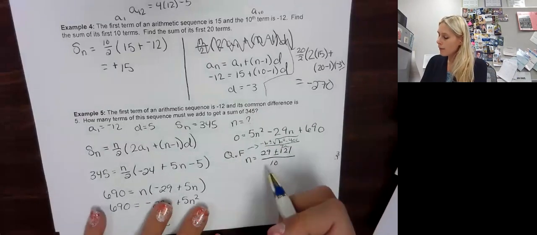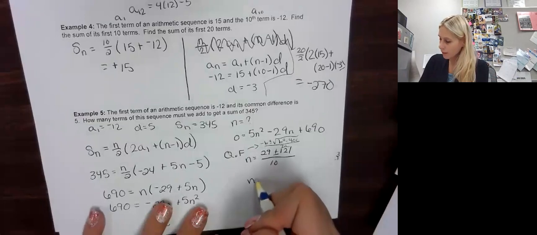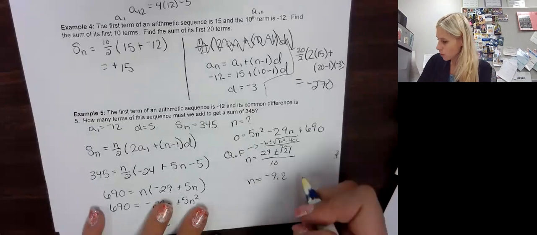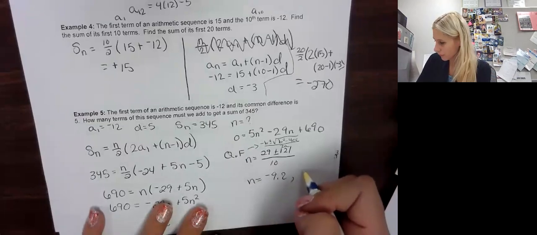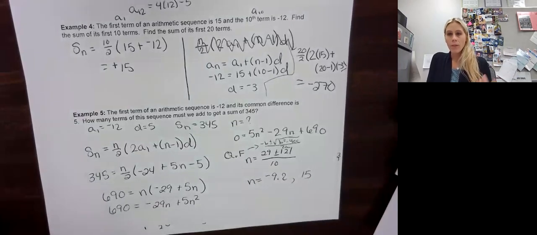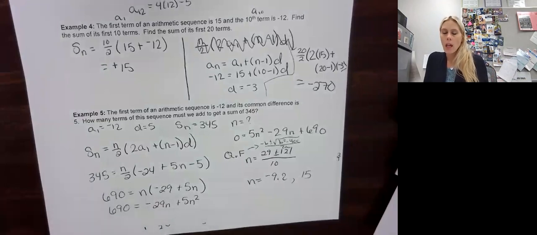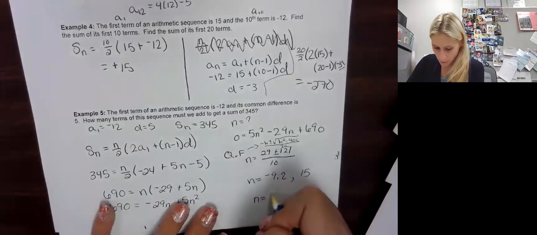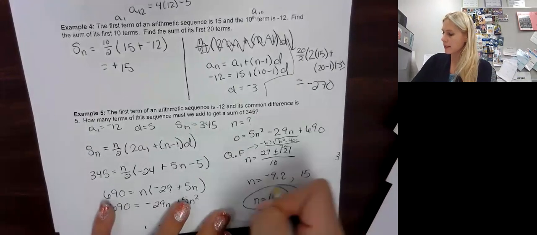All right, so if I were to do this in my calculator right now, I would get n equals negative 9.2 and n equals 15. Let's go back to our reasoning. First of all, if we are counting a number of terms we have, will we have a negative amount of terms? No. The other thing we wouldn't have is a decimal. Remember, they're supposed to be natural numbers. So that means that n equals 15 because it has to be a natural number.